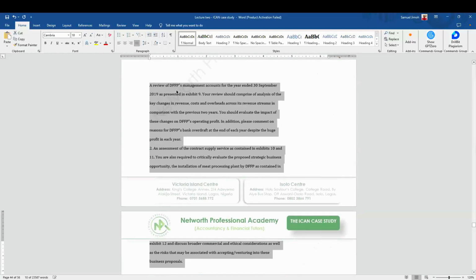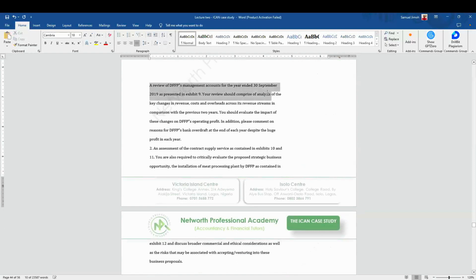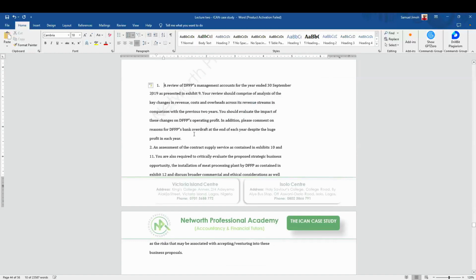Okay, so we were told to review the management account of the client. Then our review should comprise the analysis of these key changes in overhead, revenue, and cost across the revenue streams. Then evaluate the impact of these changes on operating profit. In addition, comment on the bank overdraft, I mean, the reason why they take the bank overdraft. This is the first requirement.